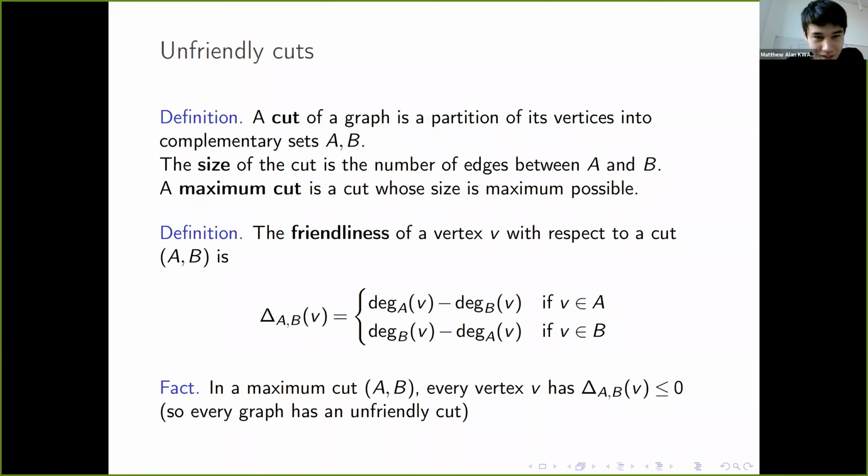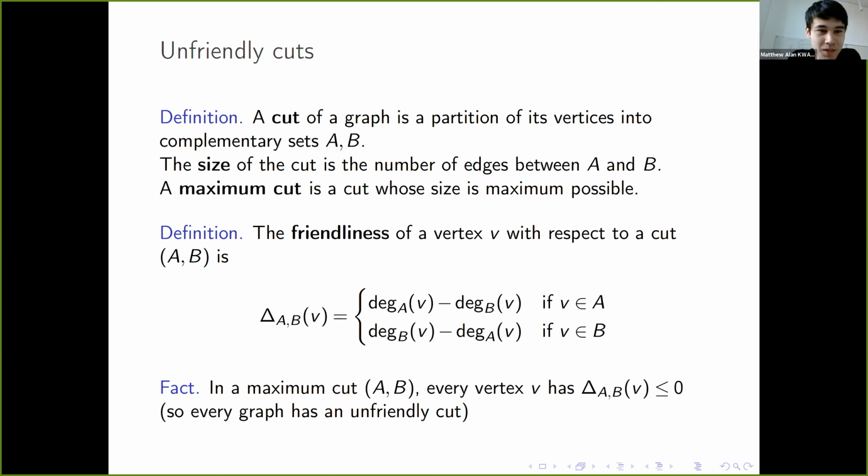It's important, by the way, that if you move a friendly vertex to the other side, you're not necessarily decreasing the number of friendly vertices. The only guarantee is that you're increasing the size of the cut. So the number of friendly vertices could fluctuate in some funny way. Anyway, that is a fact.